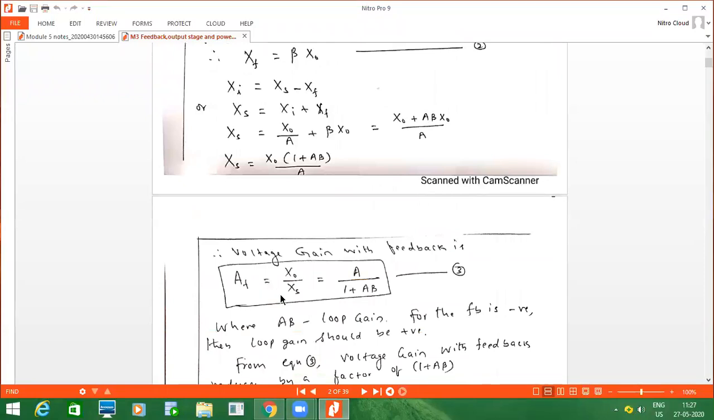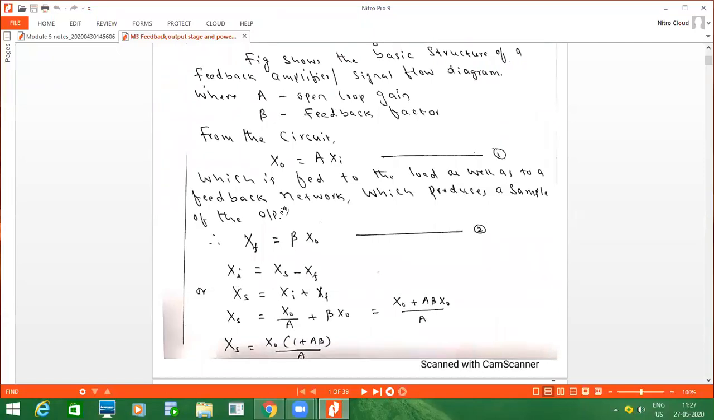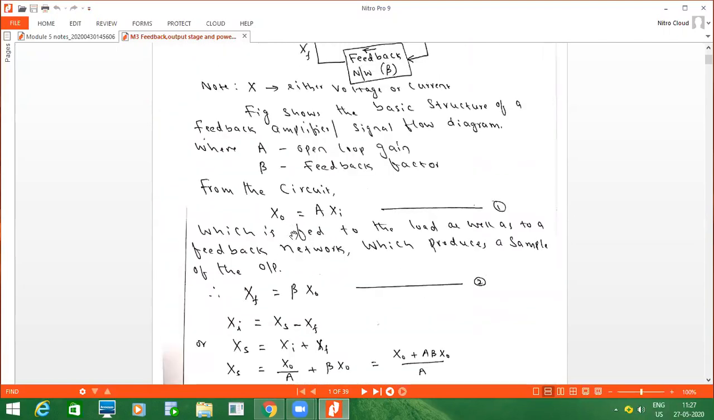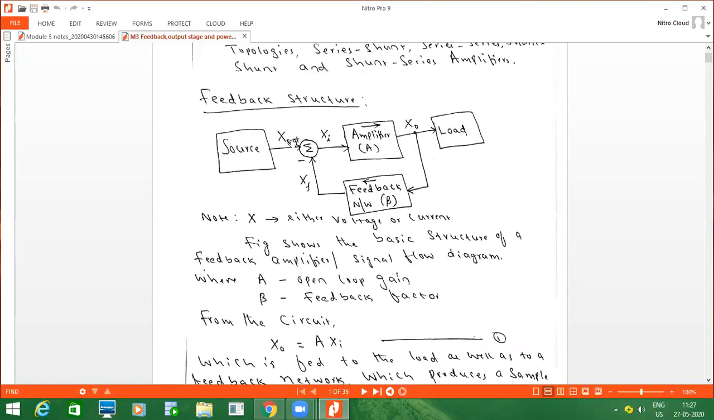AF stands for gain with feedback. The general A represents gain without feedback, simply A is gain without feedback, and AF stands for gain with feedback. Gain with feedback means we have to take the source voltage xs; gain without feedback means we take x naught divided by xi, and with feedback x naught divided by xs. So gain with feedback will be equal to x naught divided by xs.